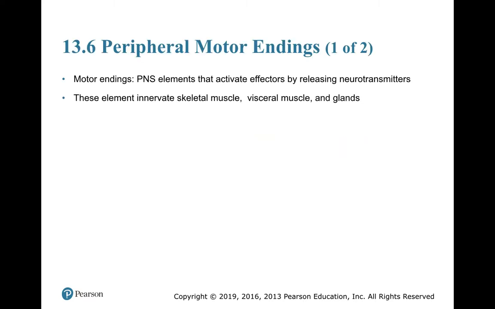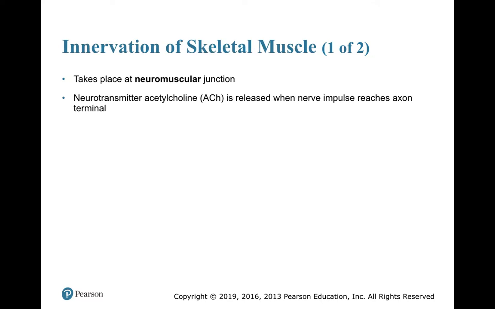Peripheral motor endings. Motor endings in the peripheral nervous system activate an effector by releasing a neurotransmitter. So we've talked a lot about activation of skeletal muscle. We haven't talked as much about smooth muscle in the visceral, and we've touched on glands. So remember, motor, people think movement, and that's true in skeletal and visceral muscle. But other than the gland itself moving, it's the release of materials from the gland that is an output here.